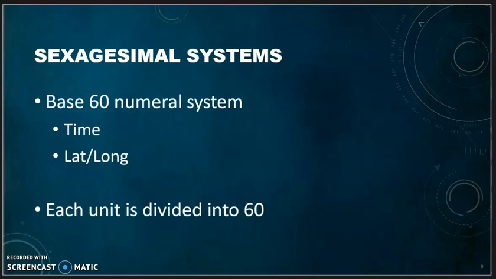So these are based on a sexagesimal system. That means that this is a base 60 numeral system. We are used to using base 10. And so this is important to remember and keep in mind when you start to add and subtract different lat and long coordinates, that we're doing this off of a 60 numeral system instead of 10. So we could think of this as in time, and lat and long, each unit is divided into 60.